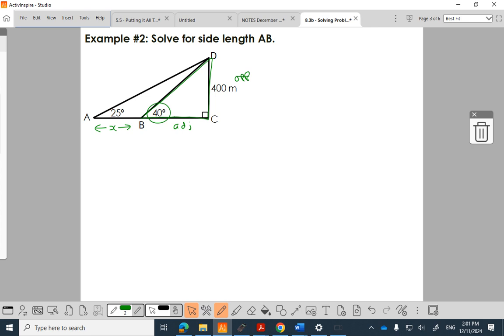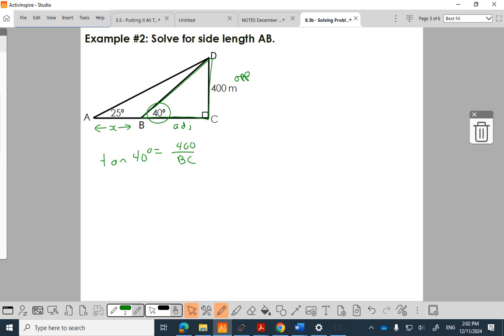OA. Tan. So tan of 40 is 400 over BC. This time I'm going to use the label BC. I'm not going to let my own approaches affect what I'm showing you in class. So I'm going to solve for BC here.